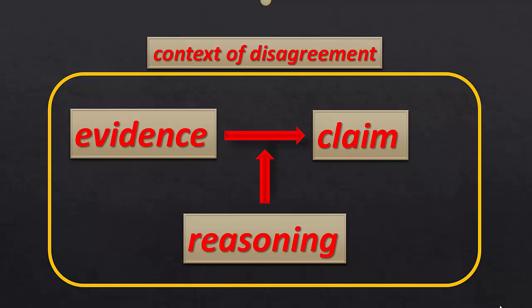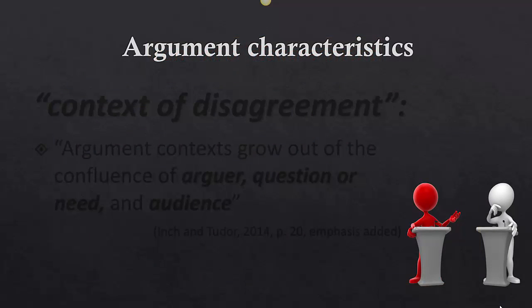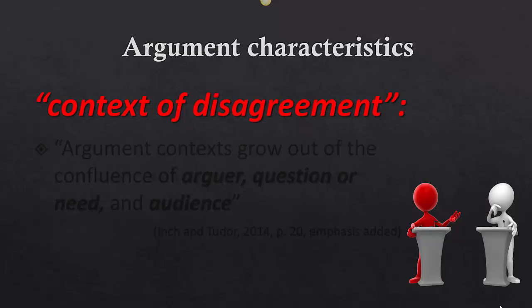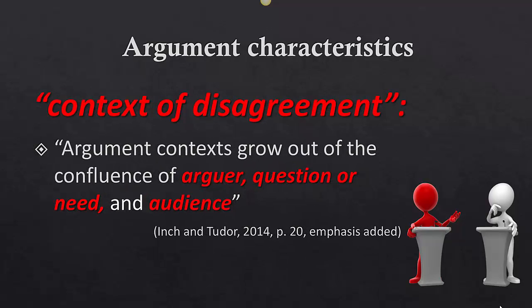Now let's take these pieces one by one and see how they work. A context of disagreement, according to Inch and Tudor, is understood primarily through this really important concept. Argument contexts grow out of the confluence of arguer, question or need, and audience. What does this mean? Well, it means essentially that arguments are never going to exist in a vacuum.